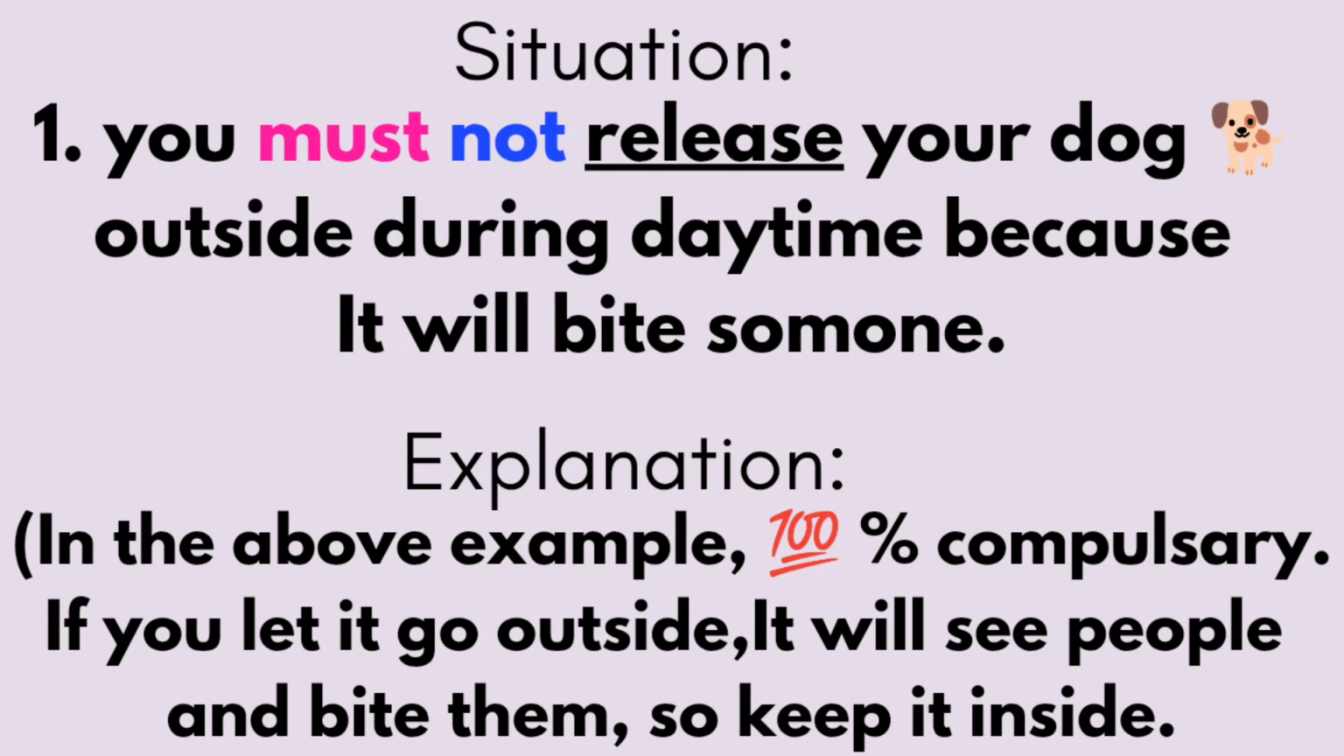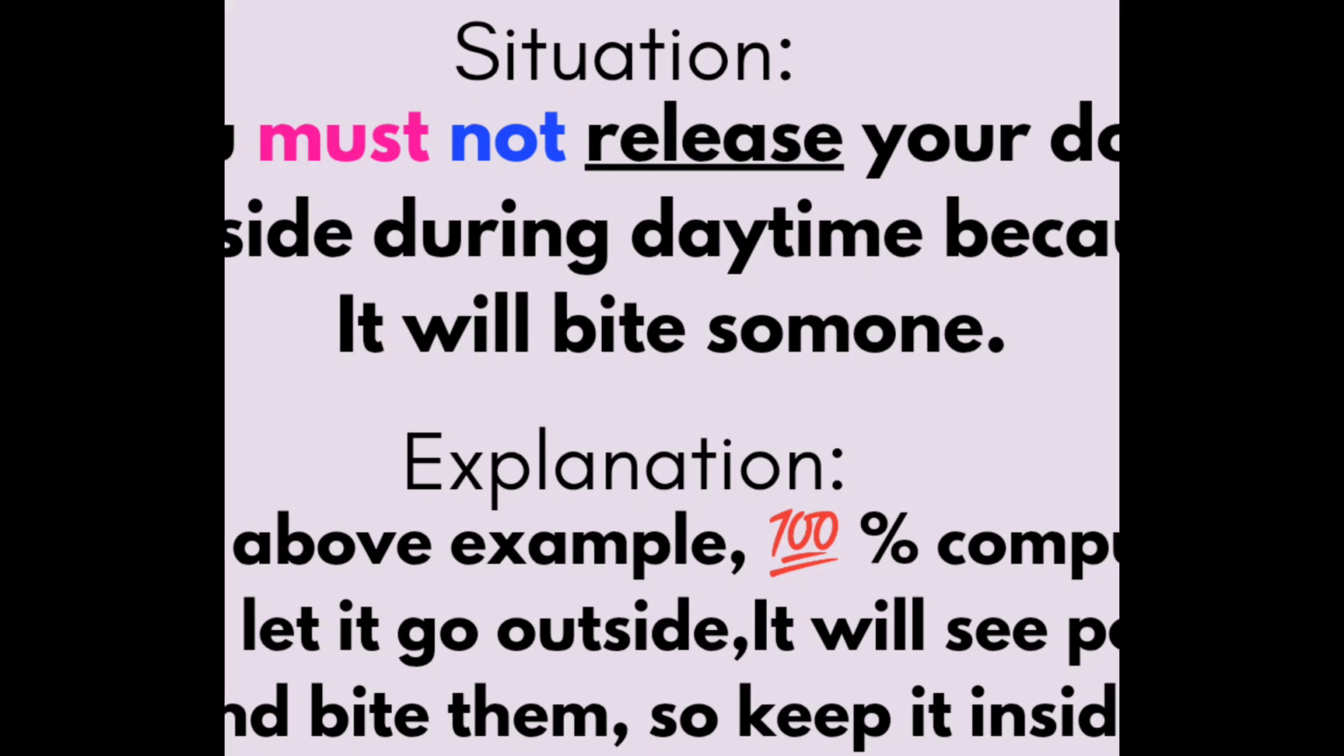It is mandatory that you must not let your dog go out during daytime because it may bite people. I hope it is clear. Whenever we use must in negative statements, it means 100% compulsory or mandatory, there is no option. You must not release your dog. I hope it is clear. We will see some more examples to understand the concept. I'll be giving you another four examples which will definitely help you to understand the concept.